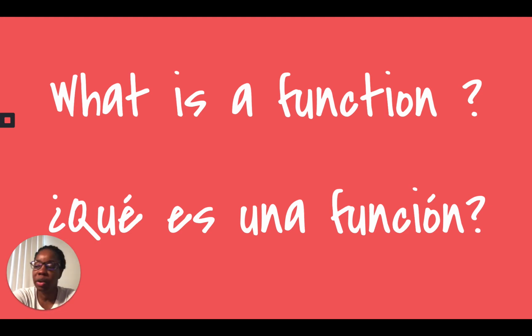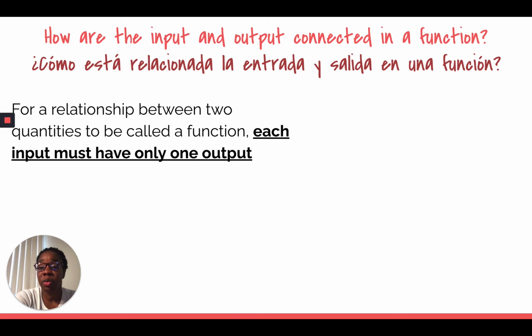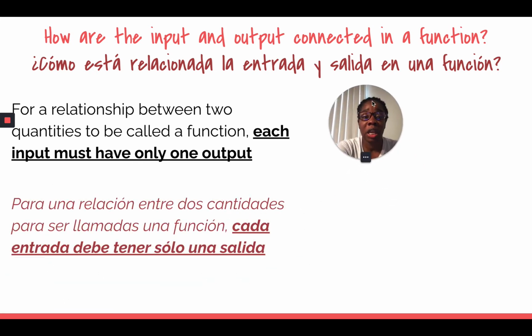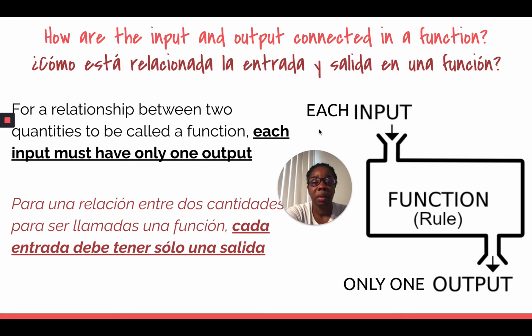Hi everyone, so we're going to review for our CFU today, or cool down, sorry. We're going to start off with what is a function. So if we recall, a function is a relationship between two quantities where each input must have only one output. So in a function, each input has only one output, so 1 to 1. So for example, when something goes in, there's a rule and only one thing comes out.